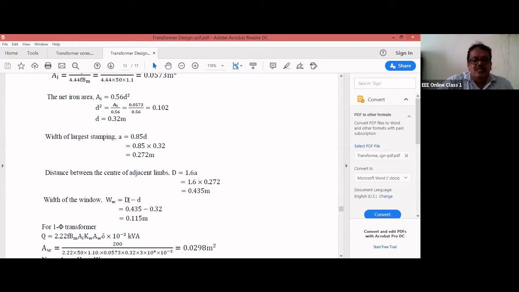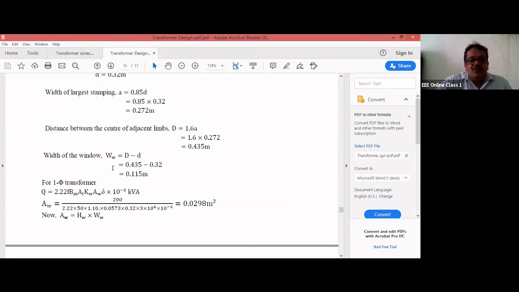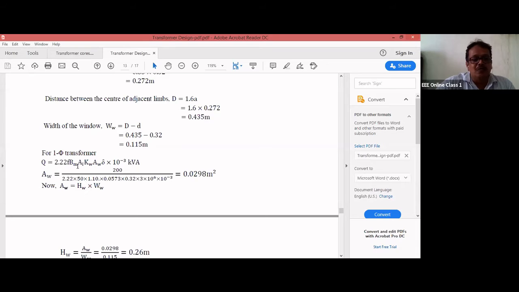Once you have D, you can calculate the width of the window. Using the relation D is equal to Ww plus d for single phase, Ww is equal to D minus d. Substituting for D and small d, you get Ww is equal to 0.115 meter. Once you have the width of the window, use the output equation, Q is equal to 2.22 f Bm Ai Kw Aw delta into 10 power minus 3 kVA, and calculate the area of the window.